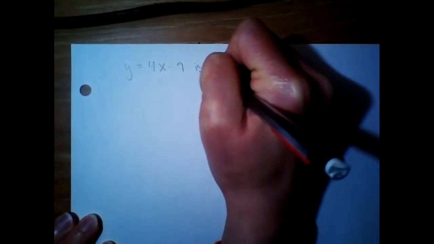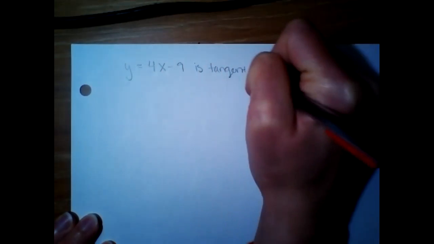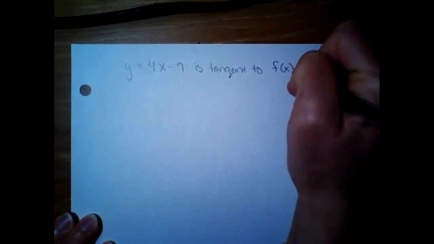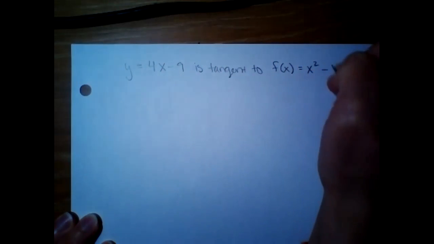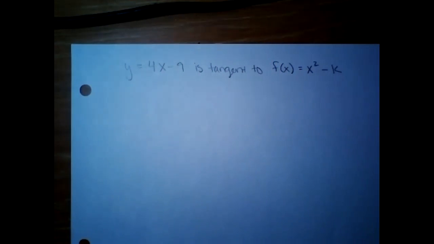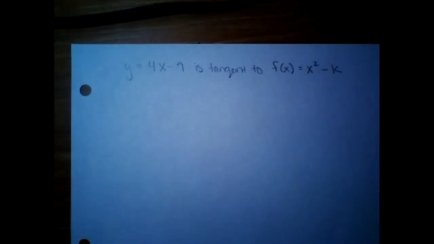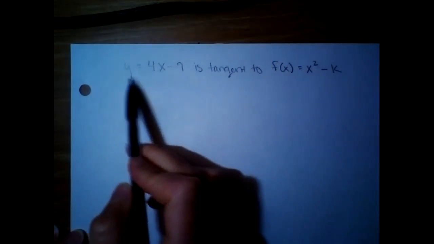Right, so the bonus says find k. So k is our goal. Find k so that y equals 4x minus 9 is tangent to this function, which is a parabola. And so we have a parabola and then a line that's going to be tangent to it. All right, so you want to start with what you know about tangent lines and the slope of a tangent line. This is our tangent line.